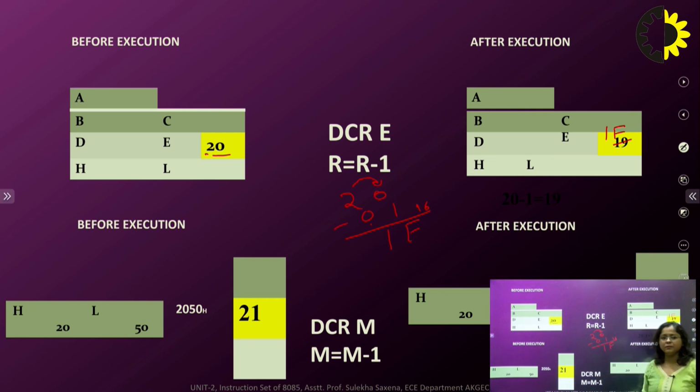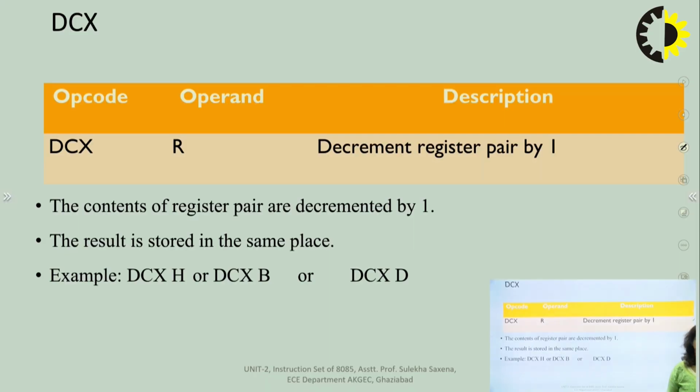Next is DCR M. Let the content of the HL pair be 2050, so it will move to the memory address 2050, and the content of this location is 21. DCR will reduce it by 1, so the content of location 2050 will become 21 minus 1, which is 20. So I hope DCR E and DCR M are clear to all of you, and similar to INR, both these instructions are of 1 byte only, but DCR M takes more time because it has to read and write to a memory location. So this instruction will be of 10 T states, whereas DCR E is of only 4 T states.